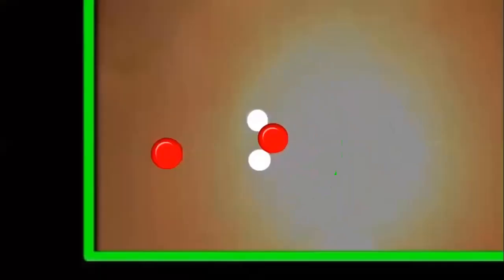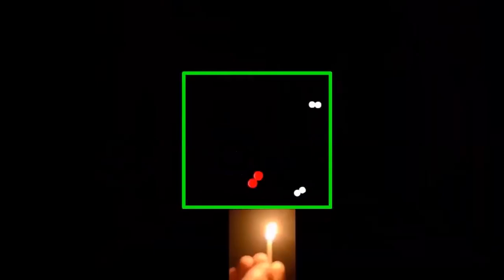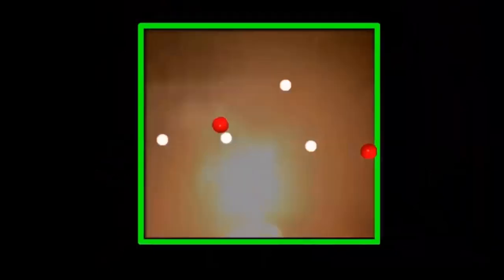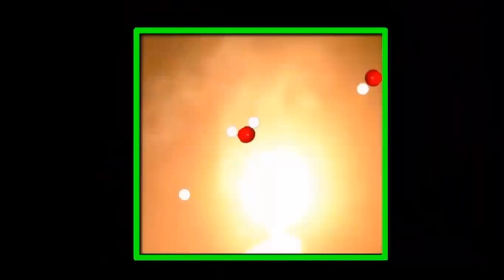But we can fix this by putting an extra H2 into the box at the beginning. Let's do that and light this candle. Nice. That was even louder.